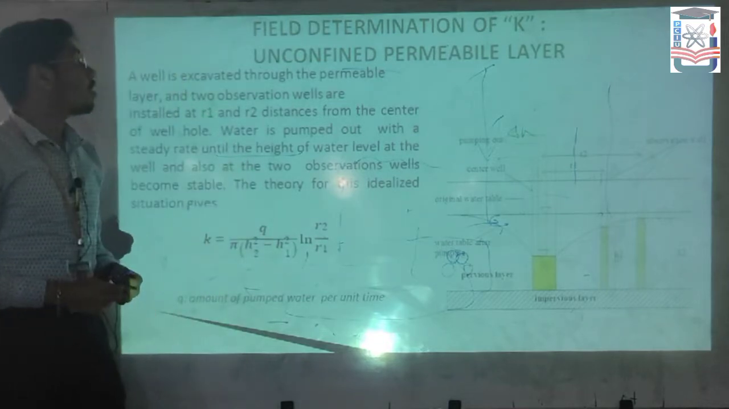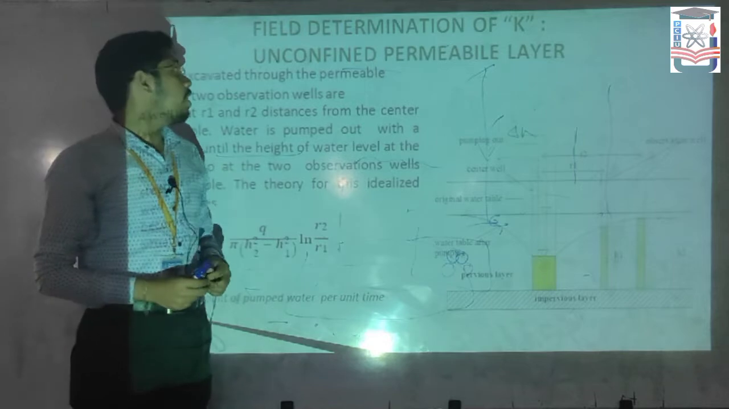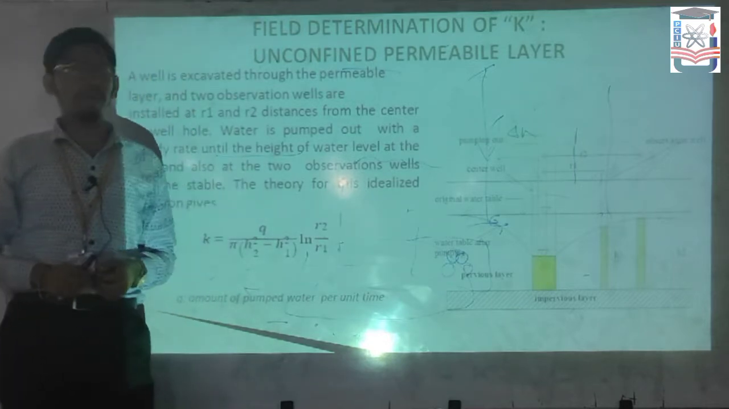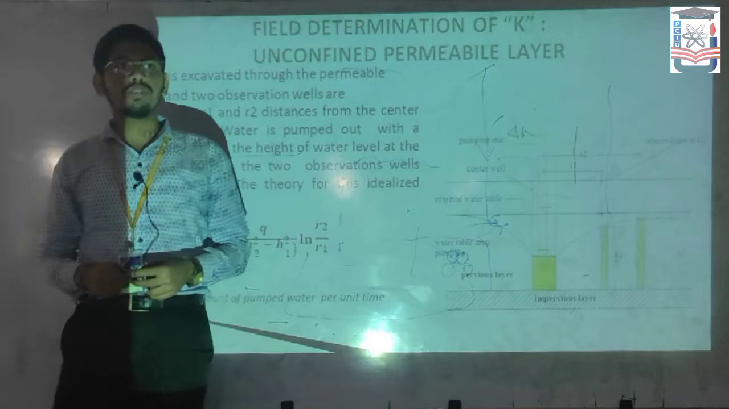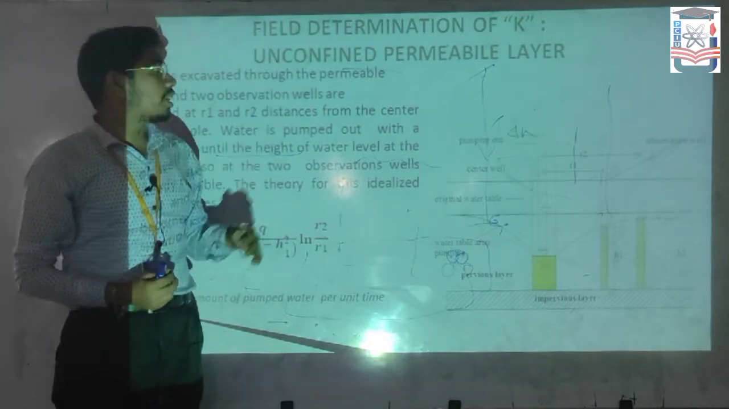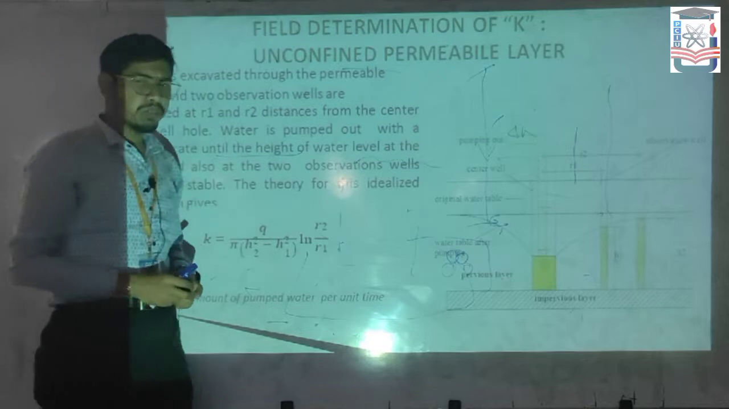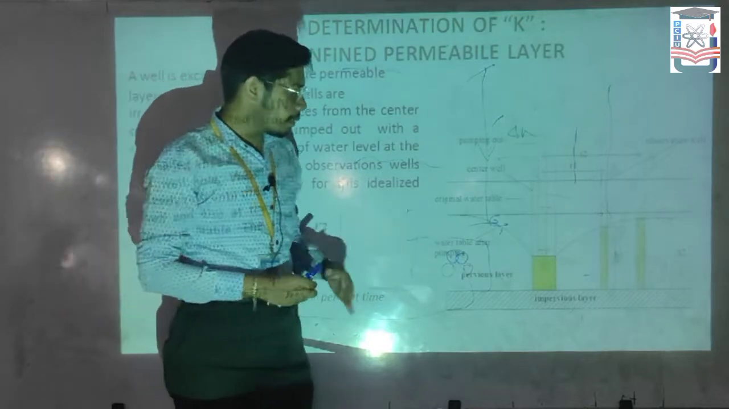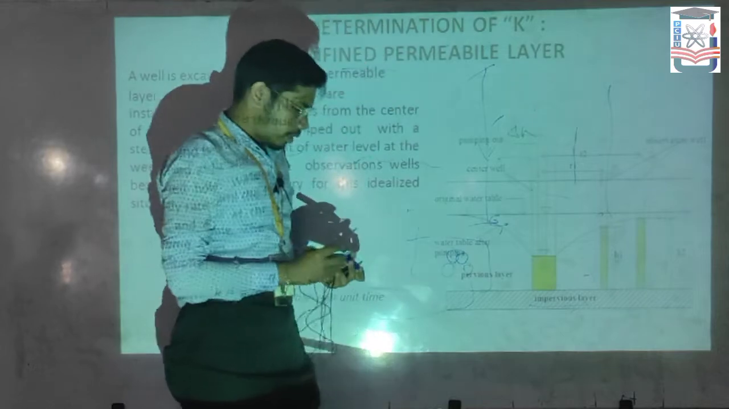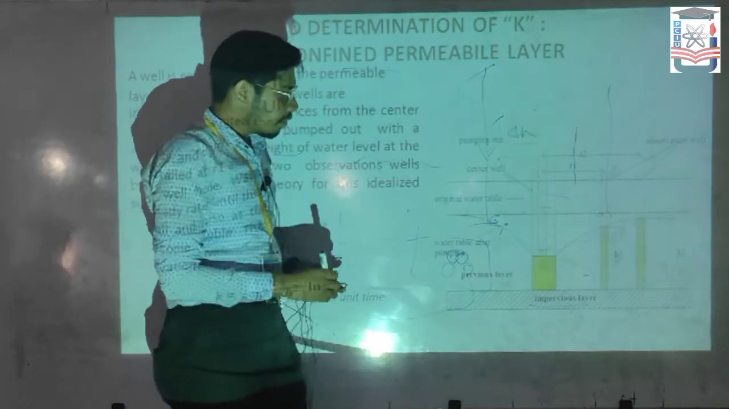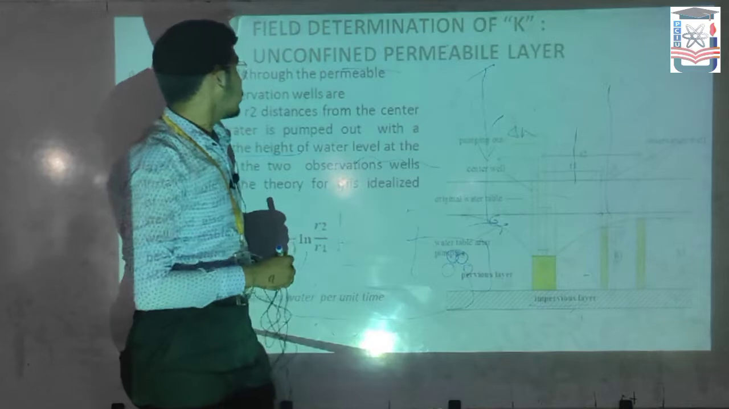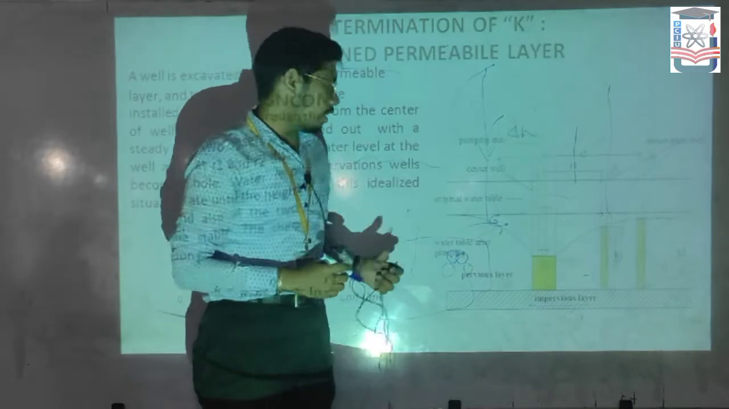Today I am going to talk about field determination of K in an unconfined permeable layer. We already know what permeability is, and we also know that permeability has two terms. Now we are going to learn about field determination. In this figure we can see the impervious layer. If we find the impervious layer below the well, then it is called an unconfined permeable layer.